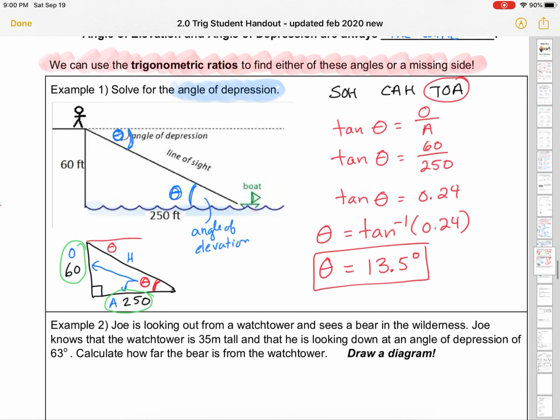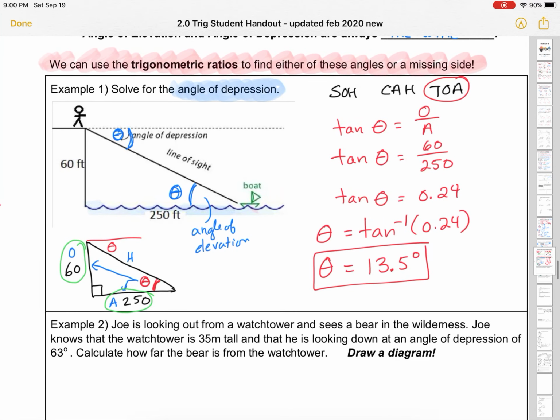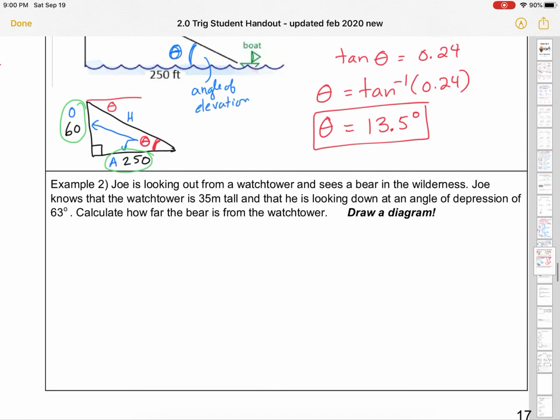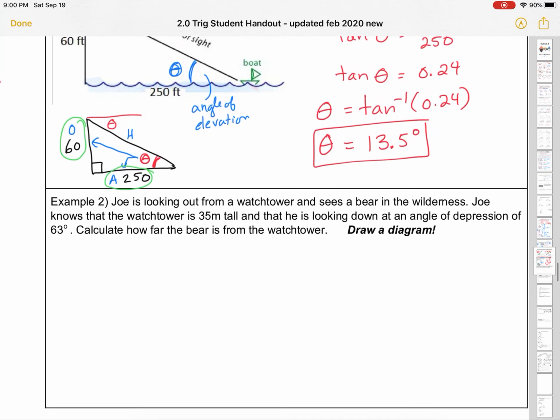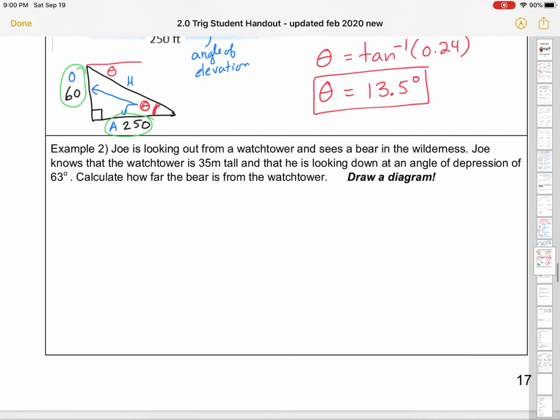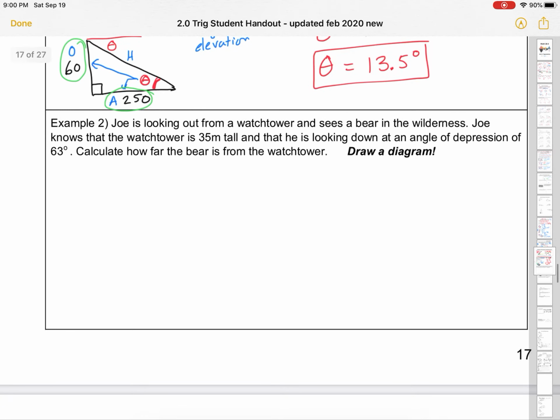Let's do another example, okay? Basically, we're doing the same skills we did before. It's just now we've thrown in this new thing, angles of elevation and depression. It's nothing different mathematically. It's just a different way to talk about things. So example number 2.